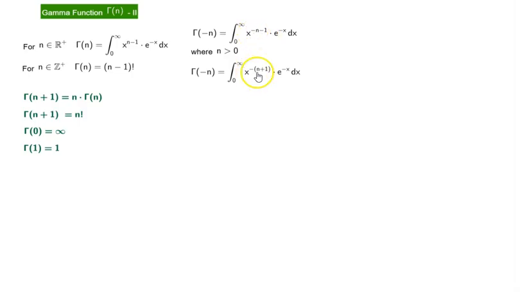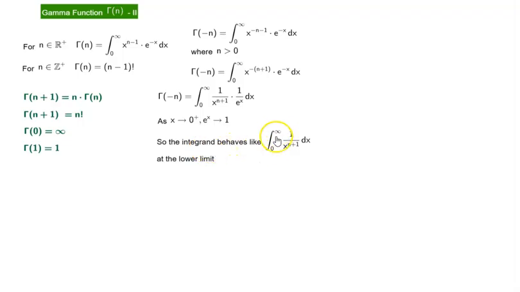So we get x to the power of minus n plus 1. This we can write as 1 by x to the power of n plus 1 times 1 by e to the power of x dx. As x goes to 0 from the positive side, e to the power of x goes to 1. So the integrand behaves like the integral 0 to infinity of 1 by x to the power of n plus 1 dx at the lower limit.